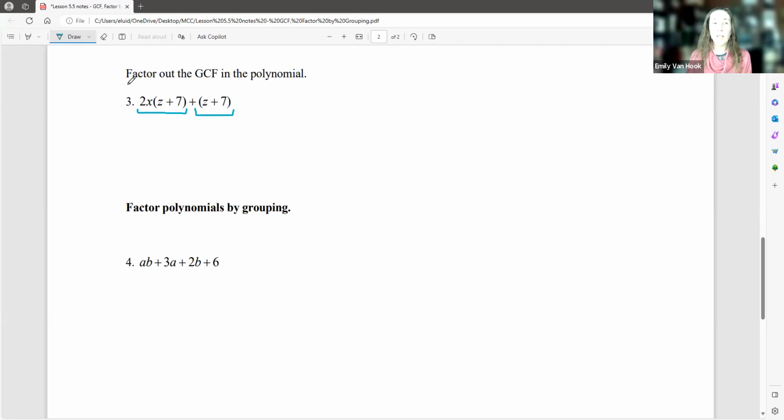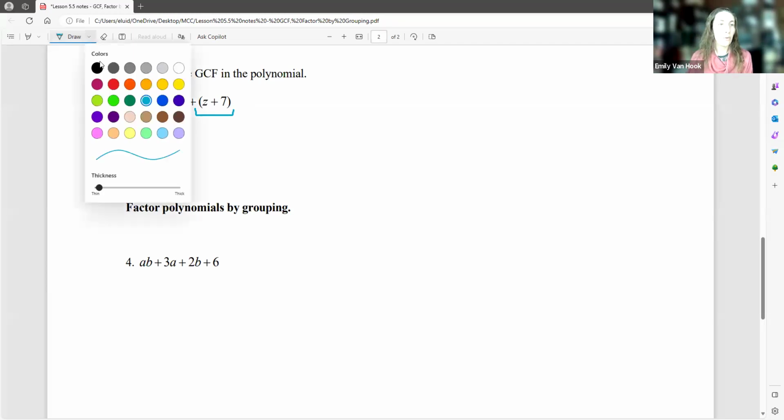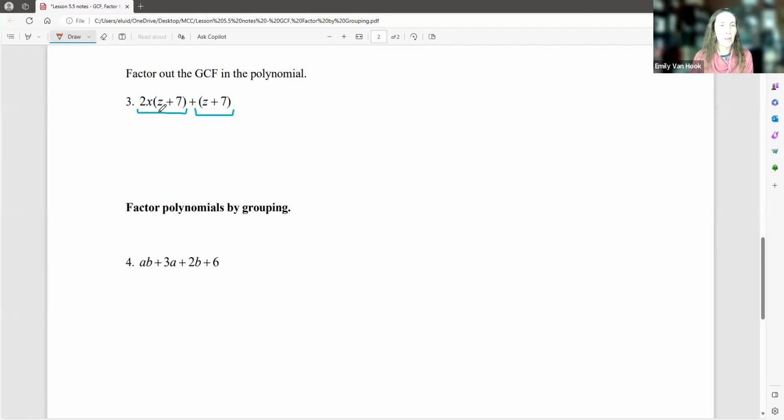So notice what's the same about those 2 groups. What looks the same? What do they both have? They both have this parentheses z plus 7. That's our GCF. So we're going to factor out z plus 7. So I'm rewriting z plus 7 in parentheses. If you can picture each of those terms getting divided by z plus 7, this might look a little complicated.